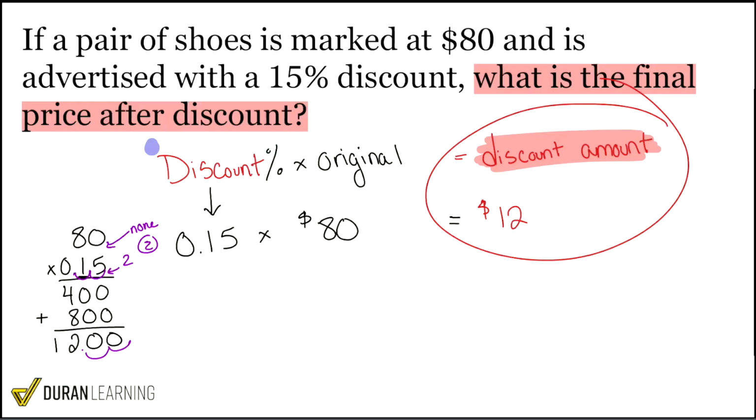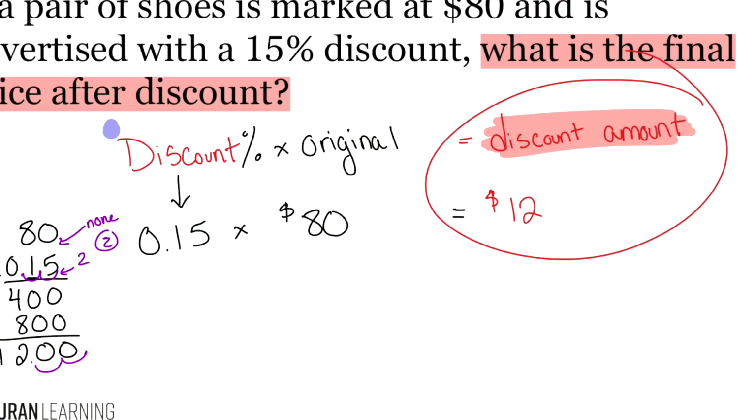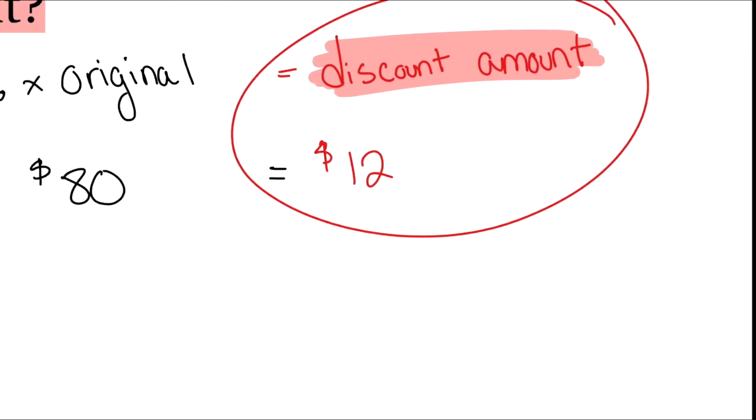If that's what happened, everybody, what should we do? Right. If we accidentally just use the 15%, no worries. Because what we know right now, everybody, is that this $12 right here represents the amount of the discount. So to get that final price, let me just show you right here. $80, that right there is the original price.